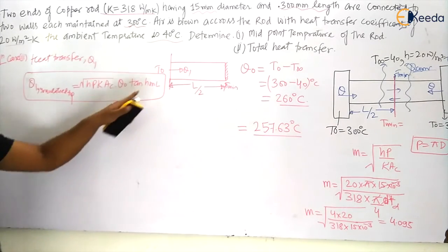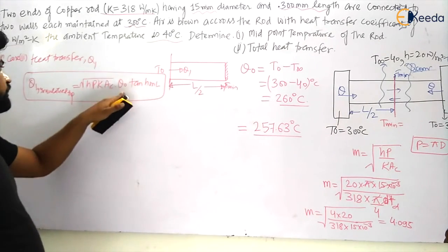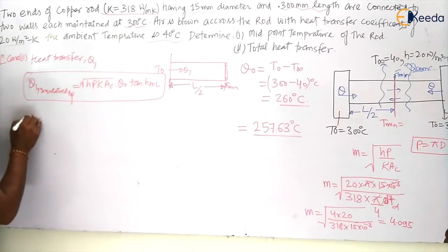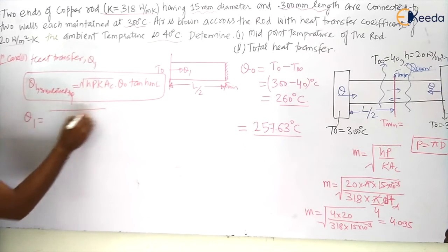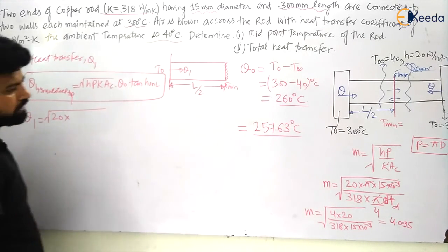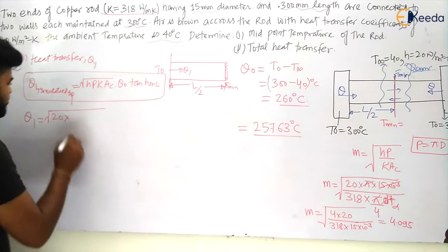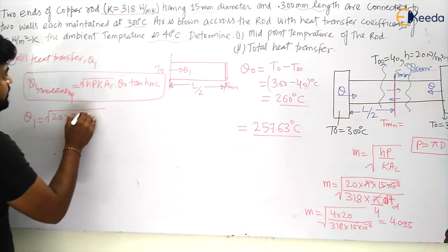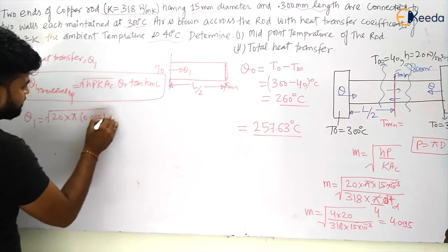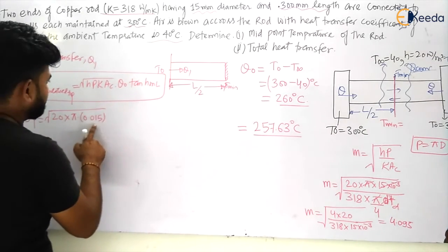But now L becomes L by 2, and you know theta naught. Theta naught is equal to 260. So let us see. Q1 will be equal to the square root of h. So what is h, my dear students? That is 20. What is the perimeter P? That is pi into D. So what is D? D is 15 mm, or we can directly write 0.015 meter.